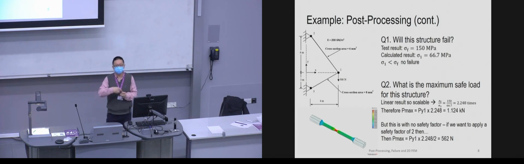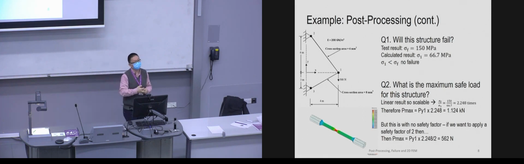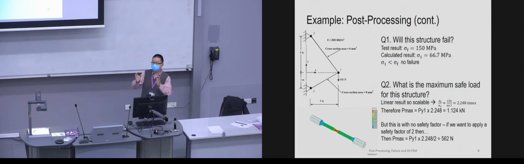So it turns out you need to write a program or do trial and error, try to apply different loadings and obtain the post-processing results of the FEA to see whether it's going to fail or not. But for this particular case, because it's so simple, it's a linear relationship, right? Everything we obtained is linearly related to the force and the displacement. Because of this linear property, we're able to answer this question directly.